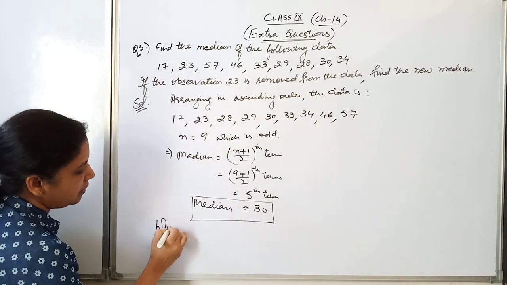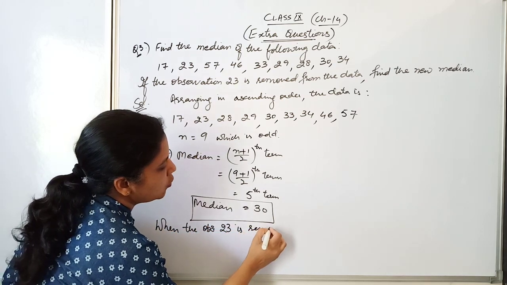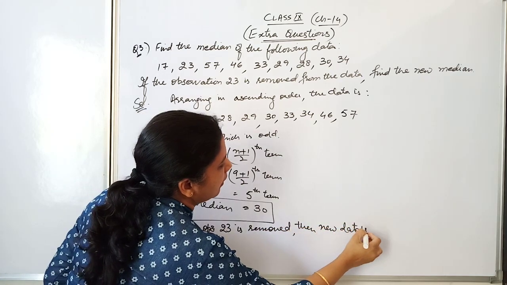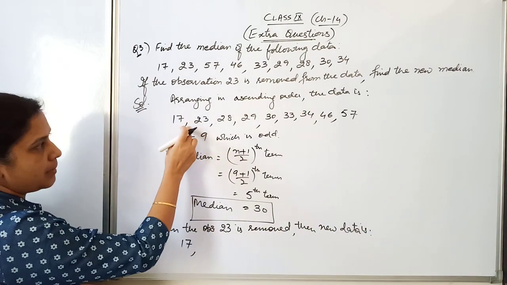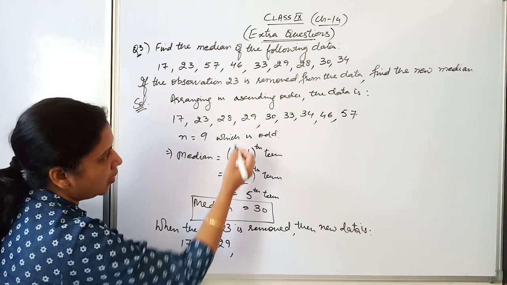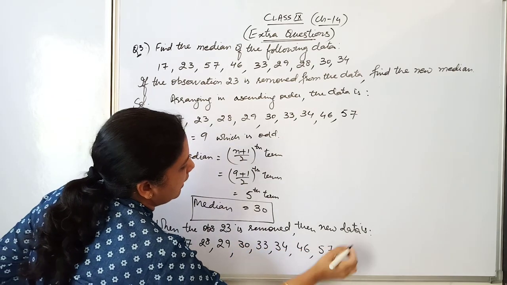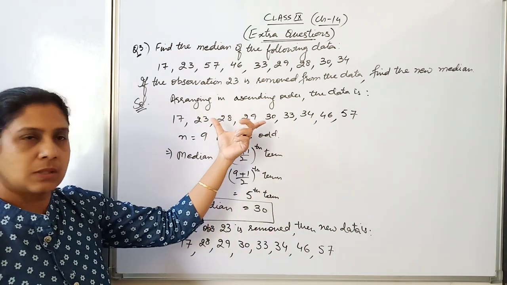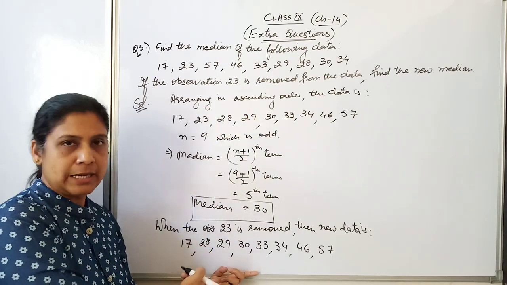So when the observation 23 is removed, then new data is. I'm going to write down the data again by removing 23. So it will be 17, comma 23 will be removed. Rest of the data will be the same and it is already in ascending order. So we are done with the first step. I'm going to count the number of observations. 1, 2, 3, 4, 5, 6, 7, 8. Obviously, 9 observations were there in original and we removed 1 observation. So we must be having 8 observations.